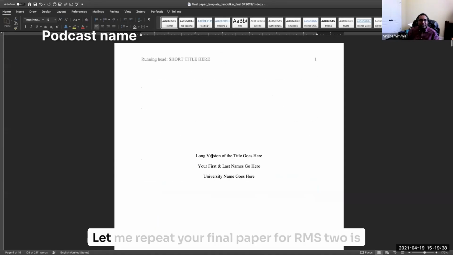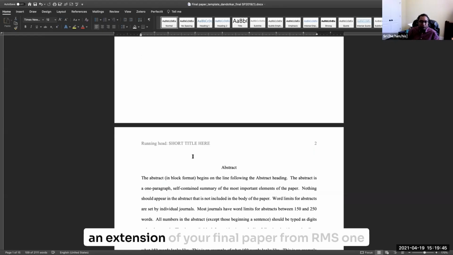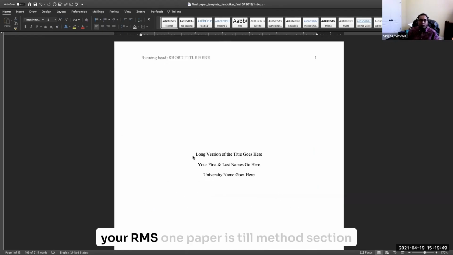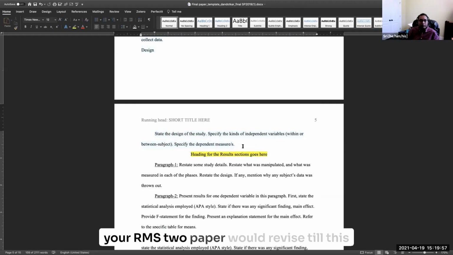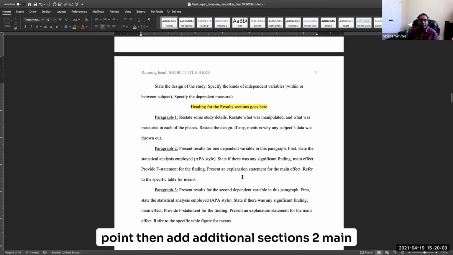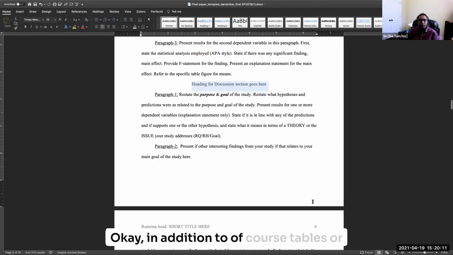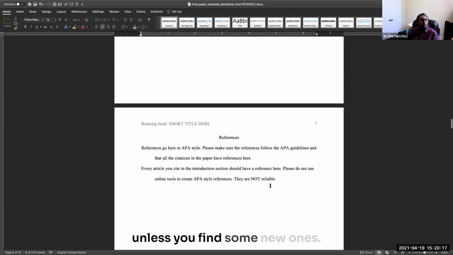So, okay, let me repeat. Your final paper for RMS2 is an extension of your final paper from RMS1. Your RMS1 paper is till the method section. Your RMS2 paper would revise till this point, then add additional sections, two main additional sections, results and discussion. Okay. In addition to, of course, tables or figures. The references will pretty much be the same unless you find some new ones.